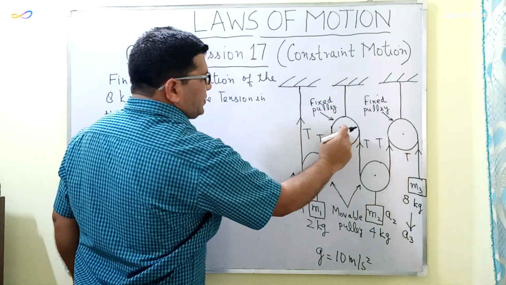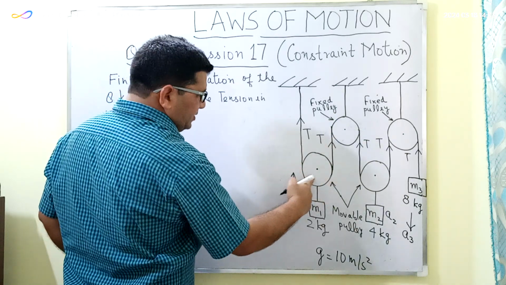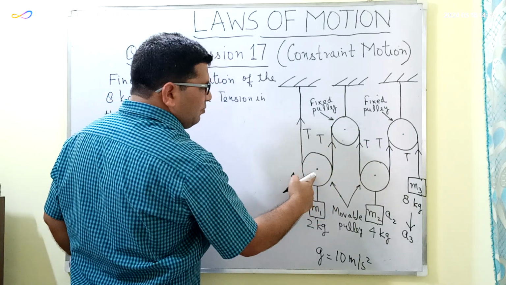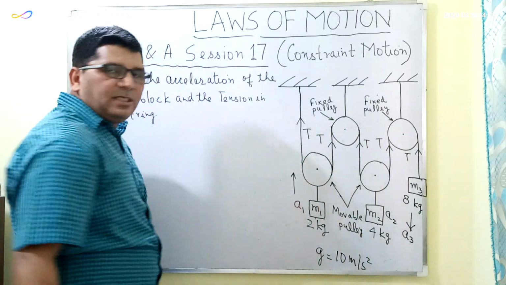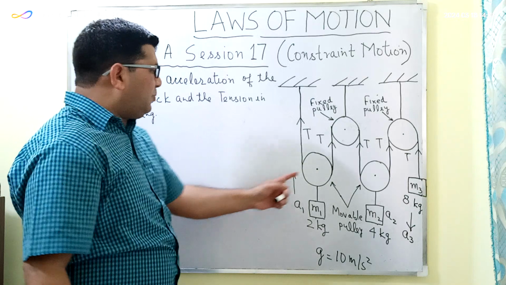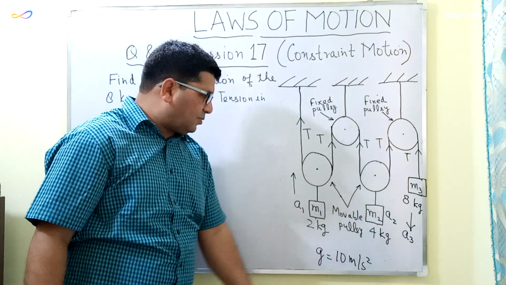These two are the fixed pulleys, and these two are the movable pulleys. This one and this one are the movable pulleys, and these two are the fixed pulleys. The string is inextensible and massless. The pulleys are frictionless, and the value of g is equal to 10 meters per second squared.